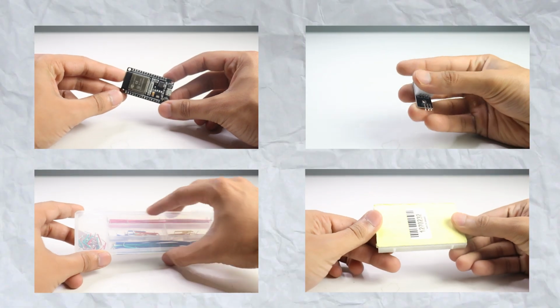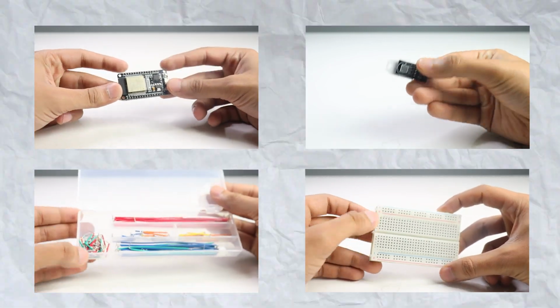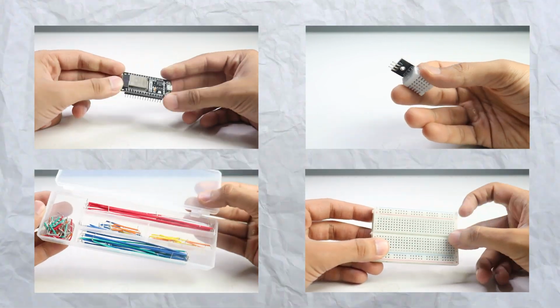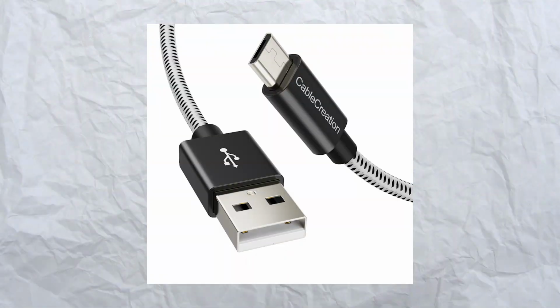Before we start, let's check out all the necessary parts that are required to build this project. First, we'll need a ESP32 board, a DHT22 temperature and humidity sensor, a pair of breadboards, a OLED display, some jumper wires, and to power the whole thing up, we'll be using the USB cable.